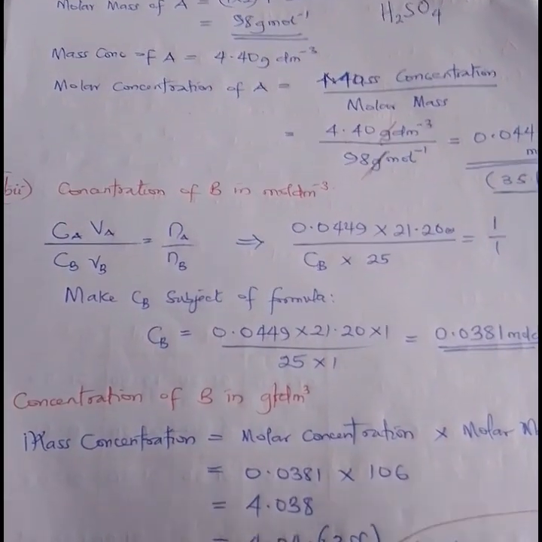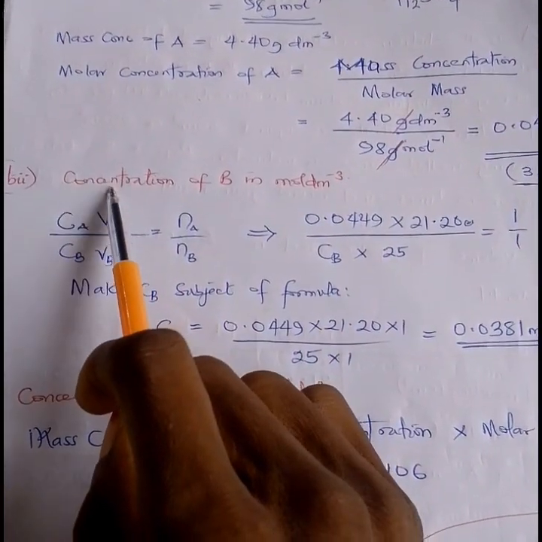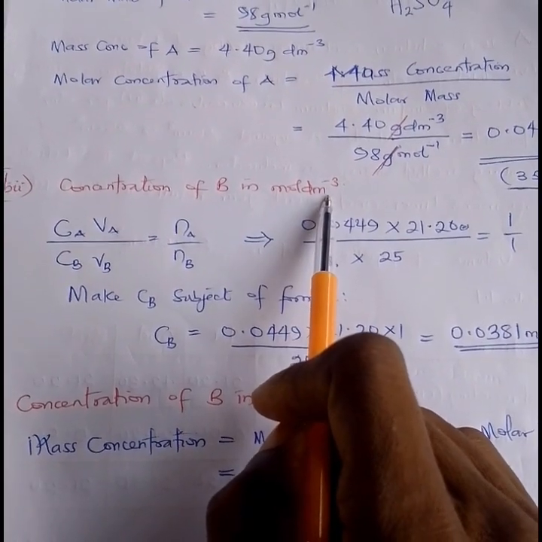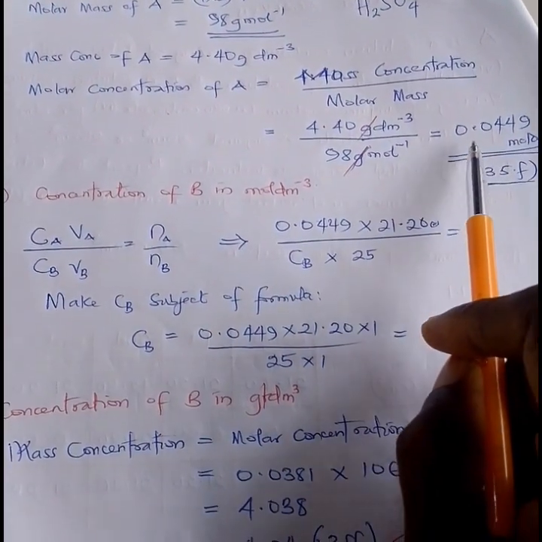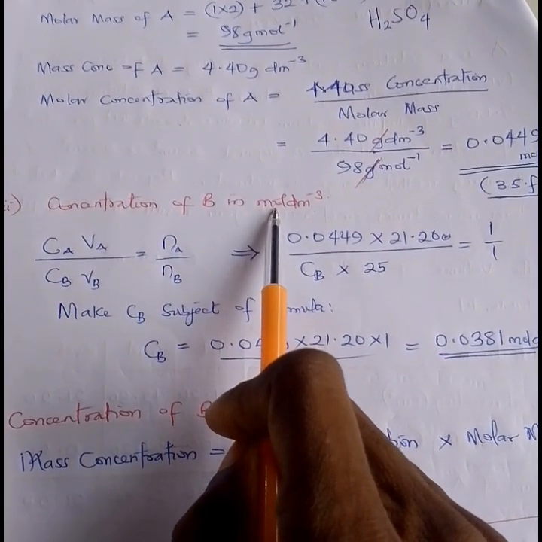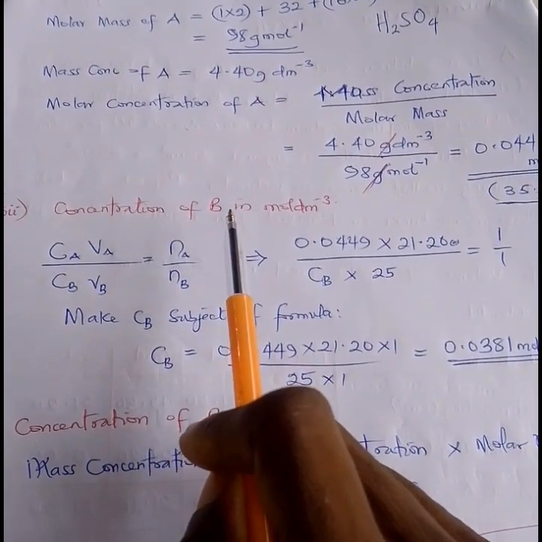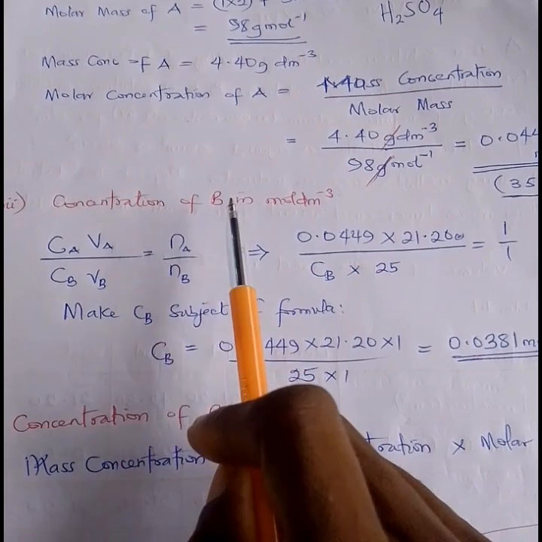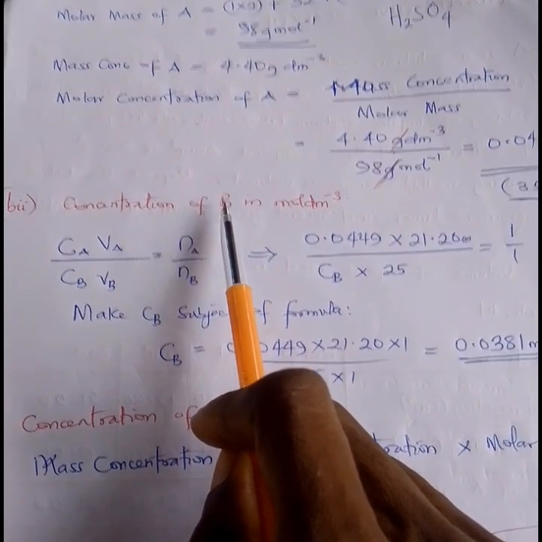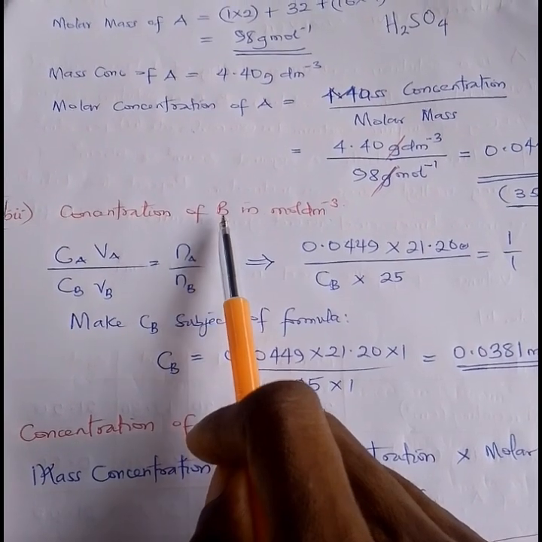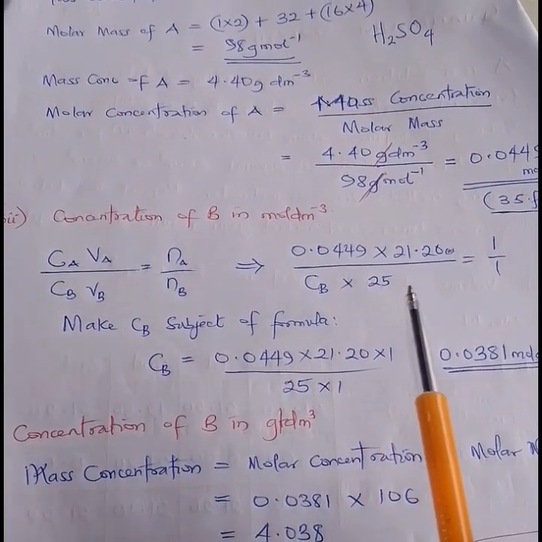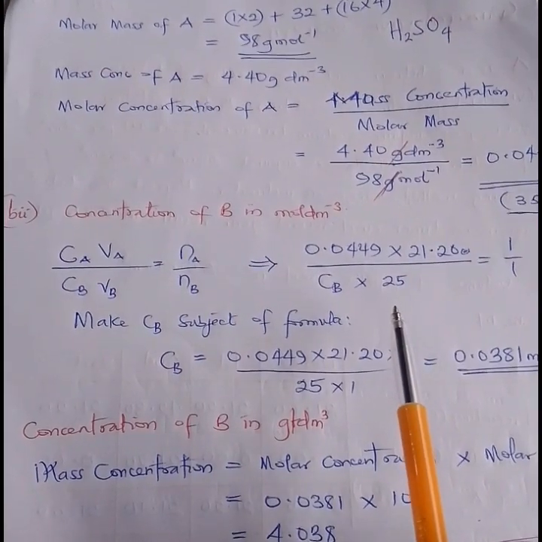The second question says we should calculate the concentration of B in moles per dm cube. Now we already know the concentration of A in moles per dm cube. So to calculate the concentration of B in mole per dm cube, note that this concentration we are about to calculate is the concentration of the pure sodium trioxocarbonate in that impure solution. So anything we get from here is the concentration of the pure solution of sodium trioxocarbonate.